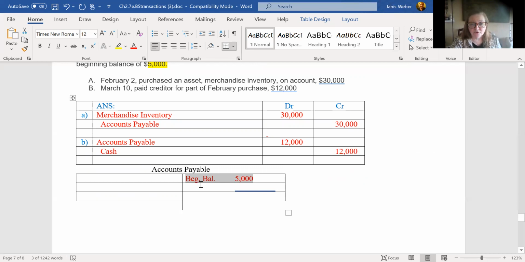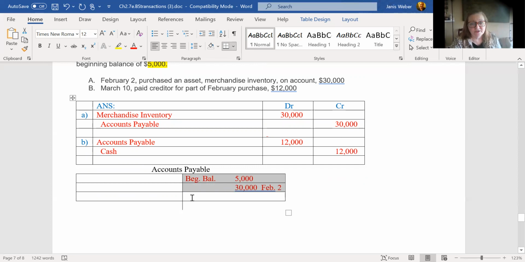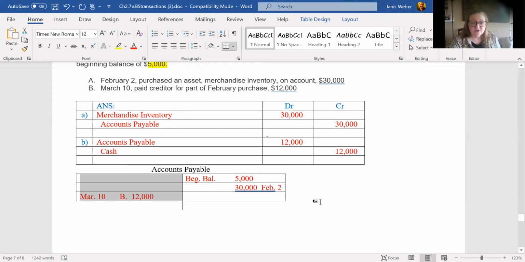Okay, so I start with that. And then I post the first transaction, which is a credit of $30,000. Then I post the second transaction, which is a debit of $12,000. So now I'm trying to figure out what my ending balance of accounts payable is. I have $35,000 credit, a $5,000 and a $30,000. So a total $35,000 credit. I know it's going to be a credit balance because that's more than the debits that were made to the account. And accounts payable is a normal balance of credit.